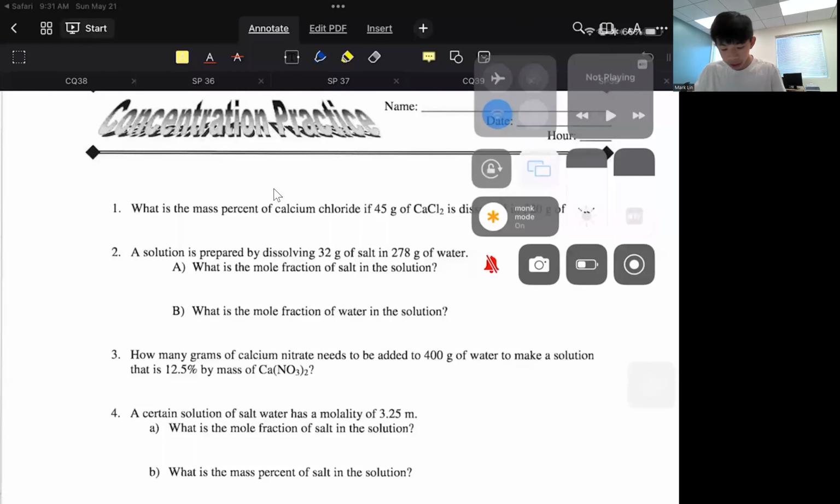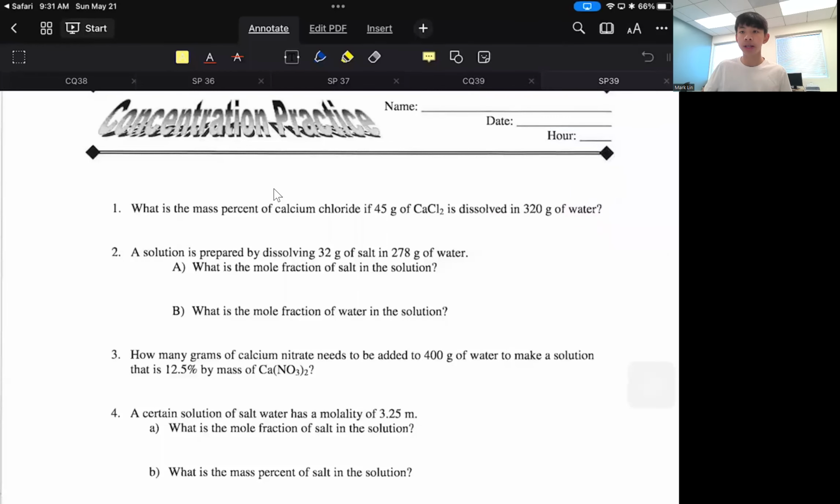Today in chemistry, we're going to be doing skill practice 39. It's mass percent, mole fractions, molarity, molality. So let's get right into it.